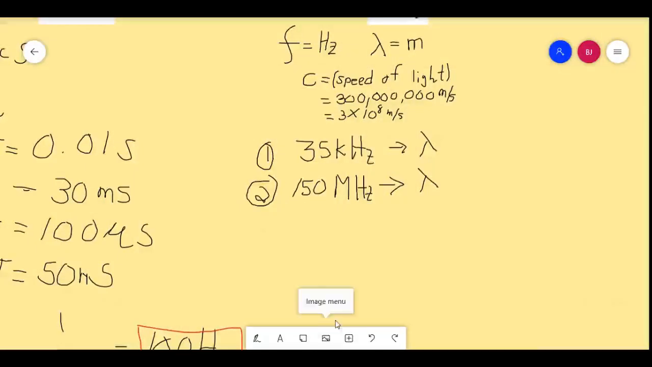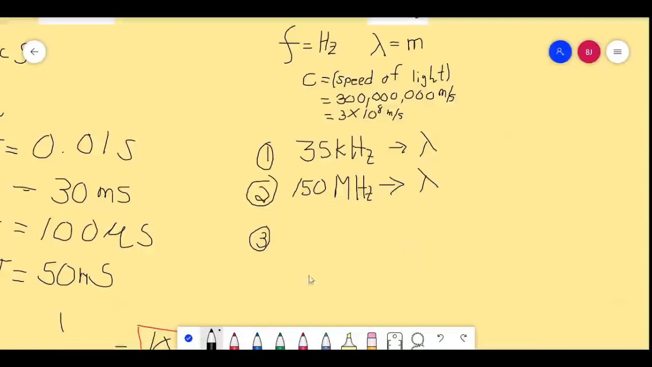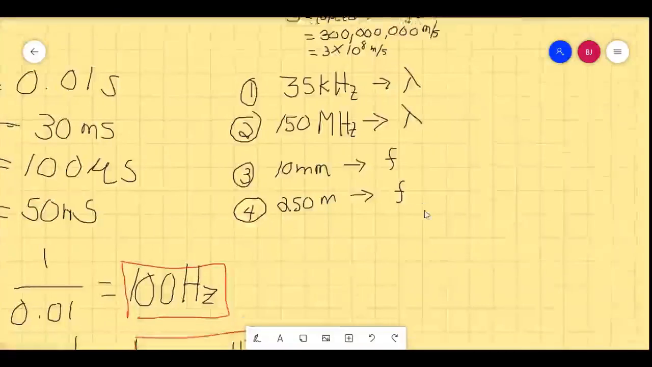And let's have examples for the opposite. For the first 2 examples, the given was frequency, and we get the wavelength. This time around, we have the wavelength, and we get the frequency. So let's say we have 10 millimeters. Then we'll get the frequency. And let's have 250 meters, and then we're about to look for frequency. Okay, so we have 2 examples of each. Let's take a look at how we will be solving this.